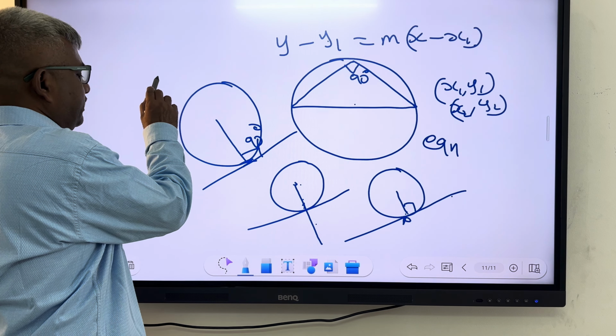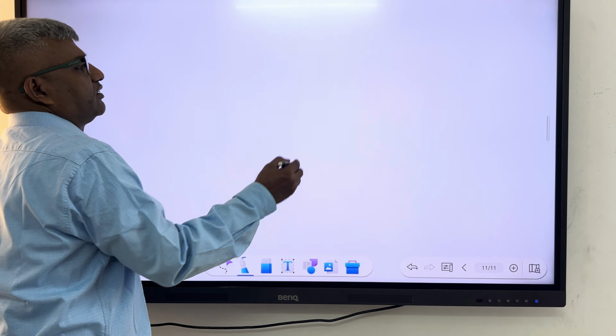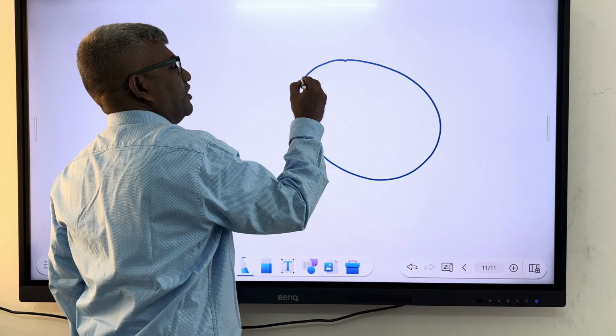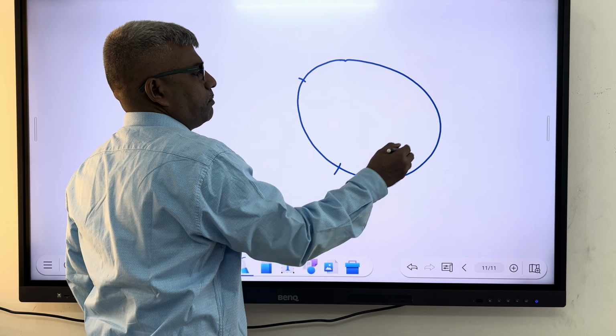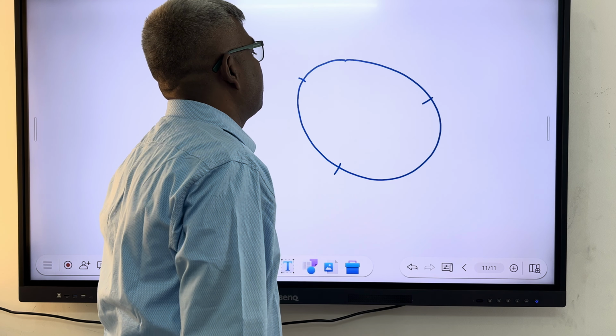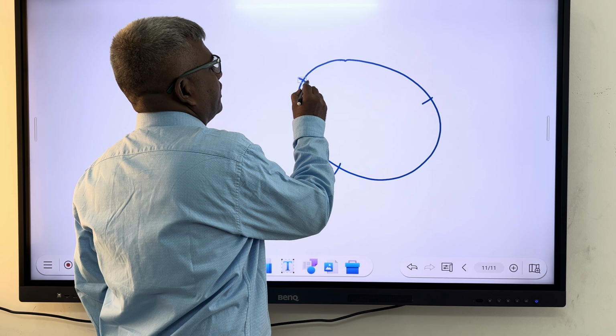And another one. Sometimes they will give 3 points on the circle. They will give 3 points, and then they will ask for the circle equation. It's a tough sum.